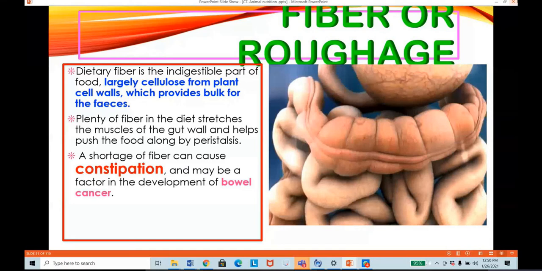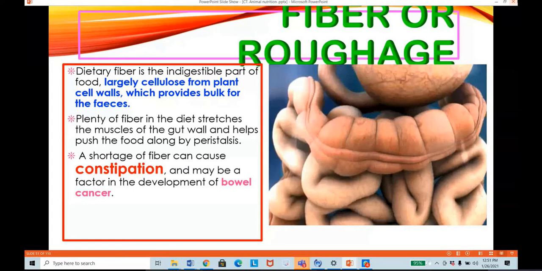This is by including lots of fiber-rich foods in your diet, which are mostly fruits and vegetables, because fiber is present in the skins of fruits and vegetables, and also in the outer part, which is known as the husk of the various cereals and grains. Dietary fiber is the indigestible part of the food, largely cellulose from plant cell walls, which provides bulk for the feces. Bulk meaning it makes the feces soft and bulky so that they can pass easily without any difficulty through your intestines, and can be easily removed from your system.